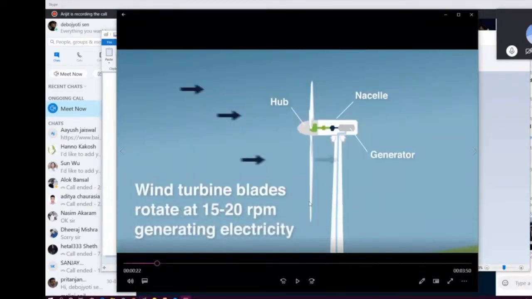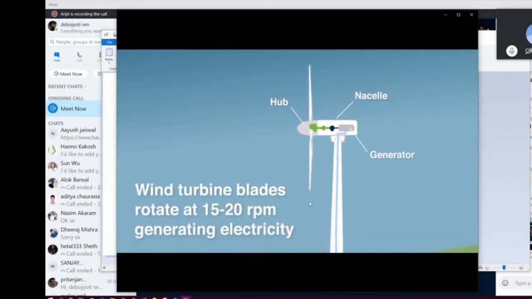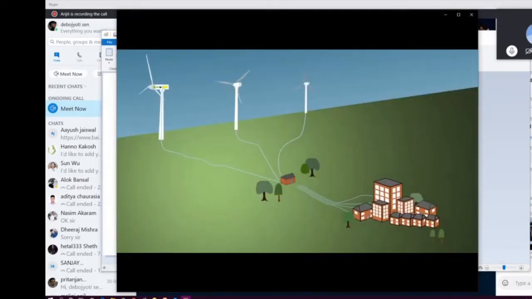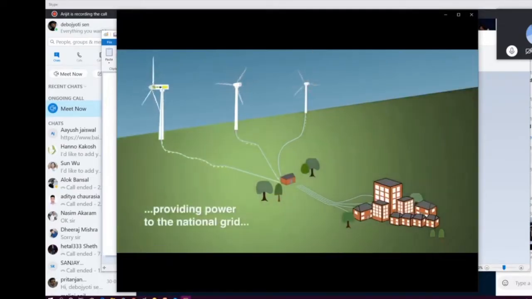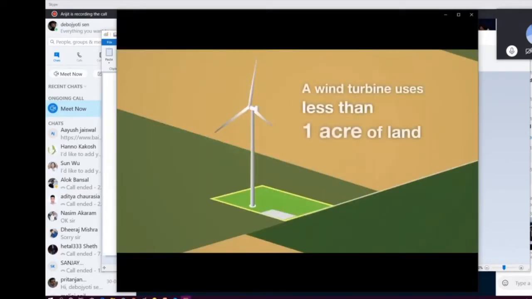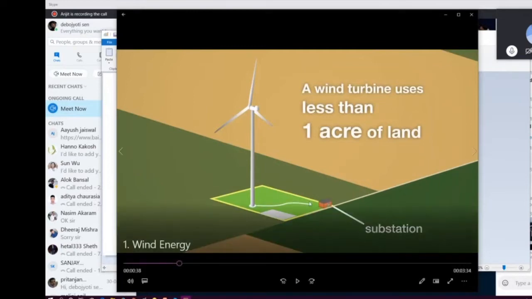Okay, sir. Now let's see the video. So you can see the wind is flowing, blades are rotating, and ultimately it is getting fed to the generator. From the generator it is converted to electricity and provided through the powerhouse to our houses. So from here we can see a wind turbine usually takes less than 1 acre of land.